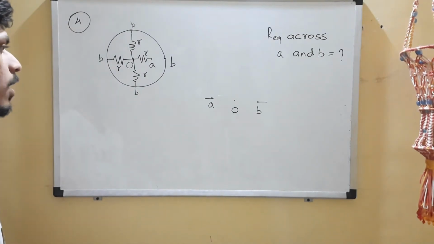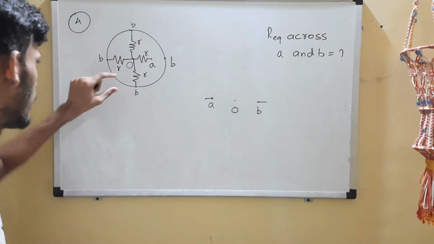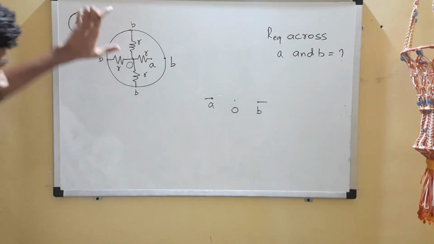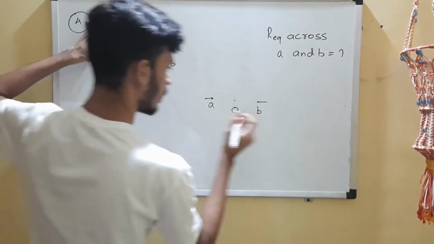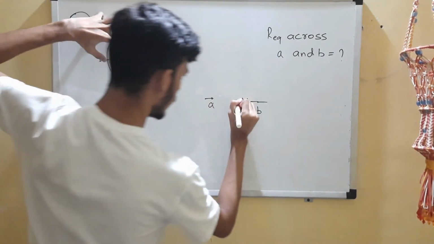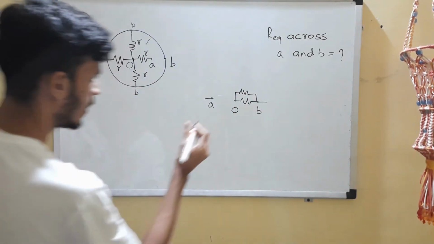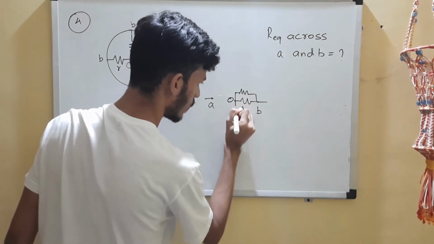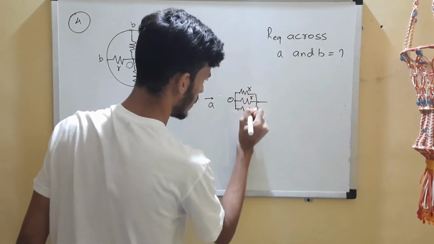Now draw a simple circuit, look for the resistances, where they are connected. So let's look for this one. You can see that this is between O and B. Again, this is between O and B, this is between O and B, and this is also between O and B. Each of them has a resistance small r.